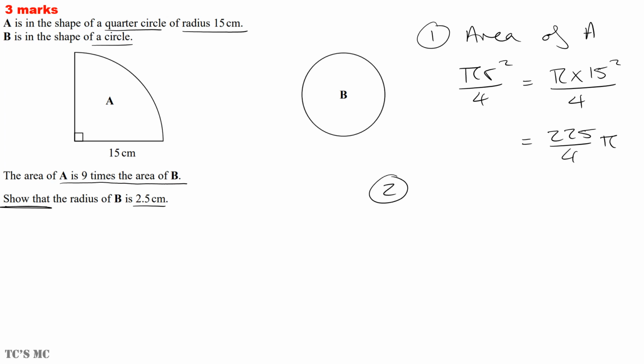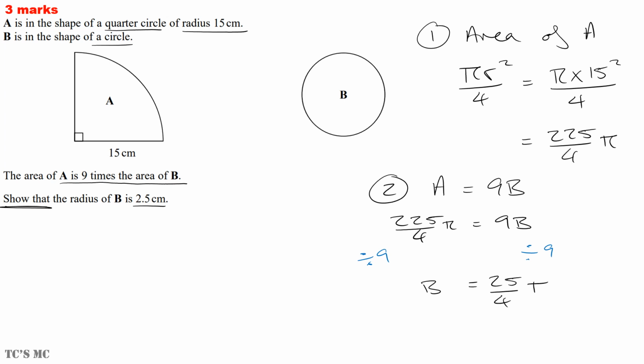Step 2, we are told that A is equal to 9 times the area of B. So I know that 225 over 4 pi is equal to 9b. To work out b then, we need to divide both sides by 9. So now we know that area B is equal to 25 over 4 pi. That is our second mark.